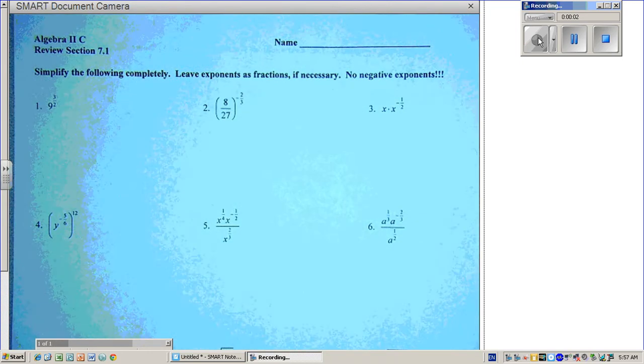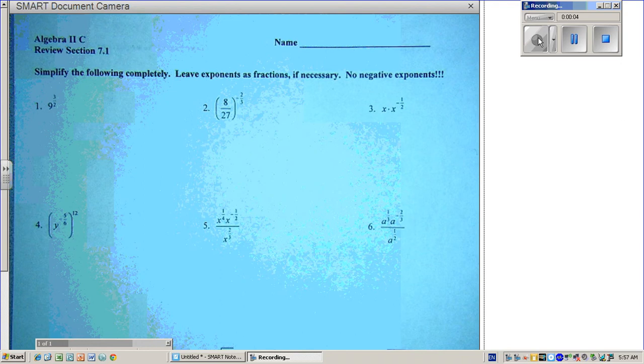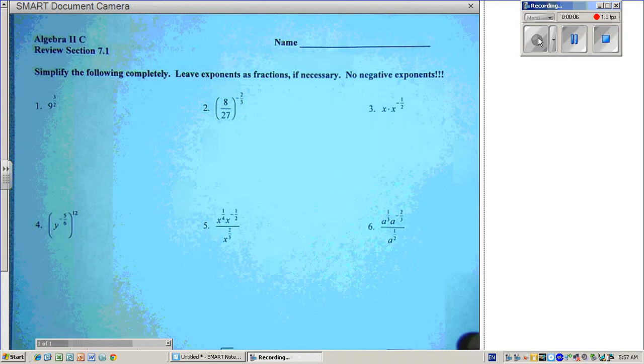Hi guys, I'm here working on the review for section 7.1. Let's start with the first one. 9 raised to the 3 halves.